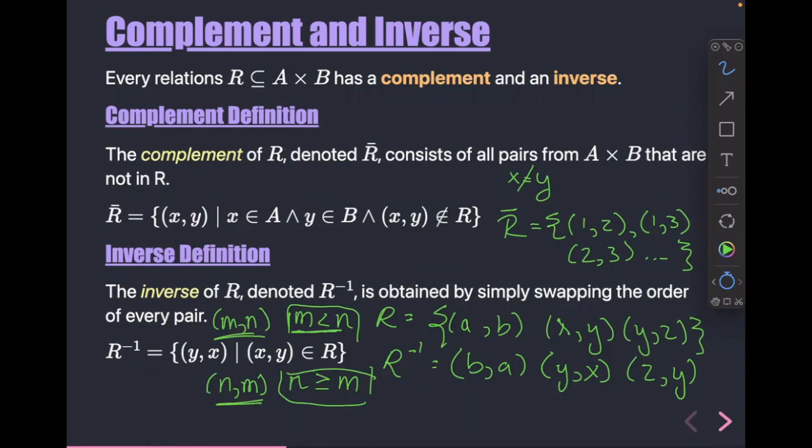And so that's the idea of the inverse: these properties are the same thing, right? Or I could literally just keep it as M is less than N, but the order of the pairs is N, M now. So it's not really changing the property, it's just changing the order of the pairs. And so that's the idea of the inverse.